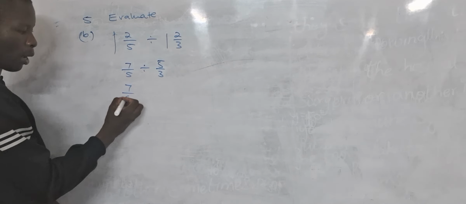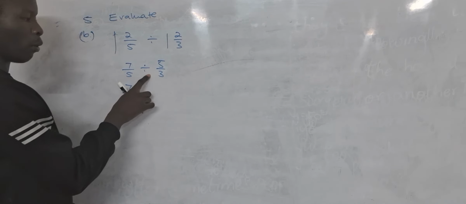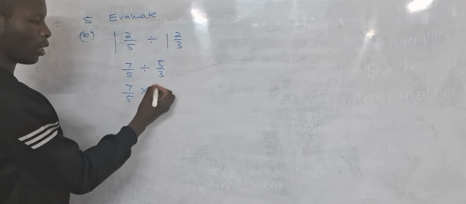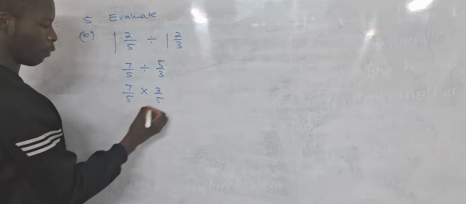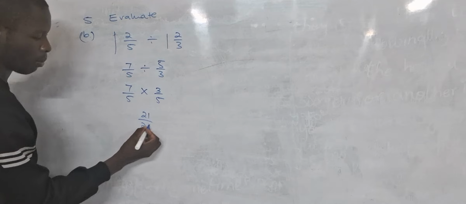Now this is 7 by 5, 7 divided by 5. The moment you convert, if you put a multiplication sign here, you are supposed to invert this one. This becomes 3 by 5. 7 times 3, what is the answer? This is 21 divided by 25.